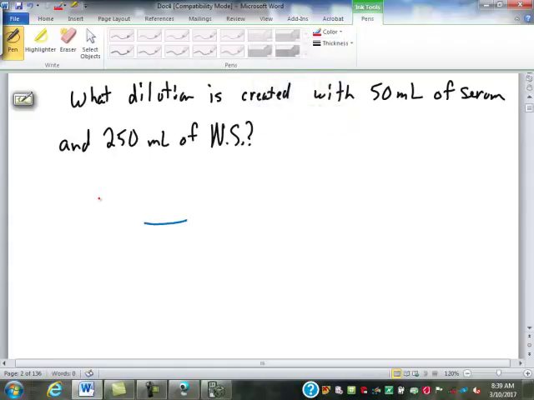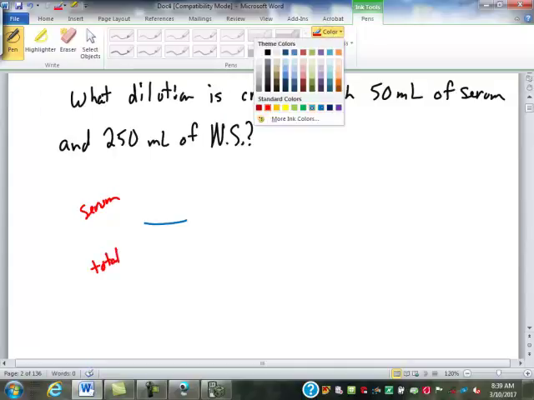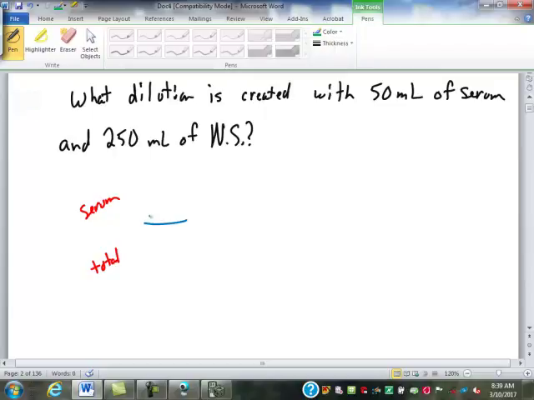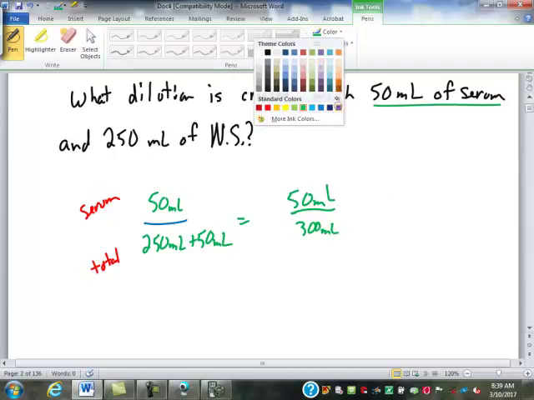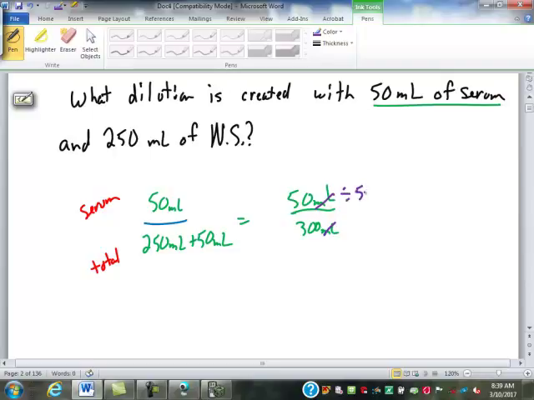Remember, in our dilution, of course, that ratio is going to be serum to total. So we need to put in serum, of course, we have 50 milliliters. How do we find the total? There we go. Perfect. Add them together. 250 plus 50. So it's 50 milliliters over 300 milliliters. Milliliters cancel, both divide by 50. Gives a 1 in 6 dilution.